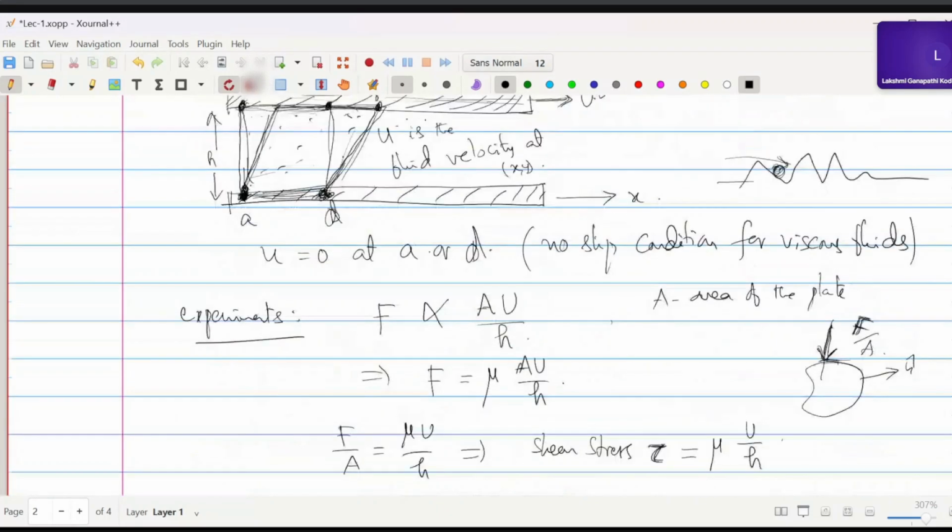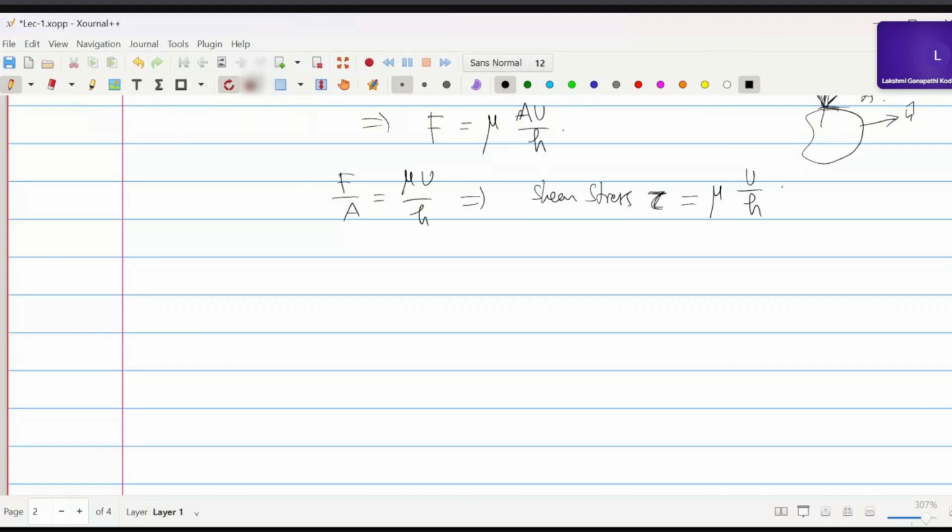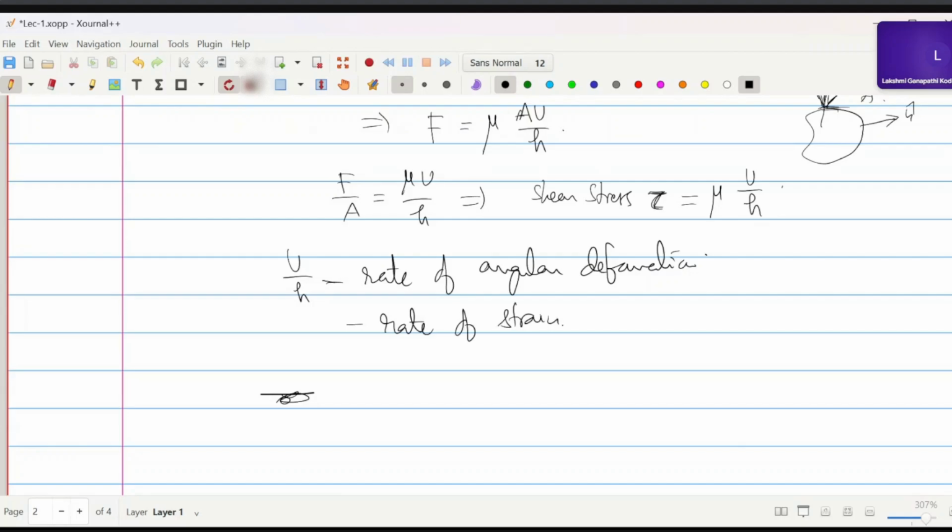Followed? So U by H is basically the rate of angular deformation, or rate of strain. Deformation you can view qualitatively: you tell whether some piece is deformed or not. This is deformation.